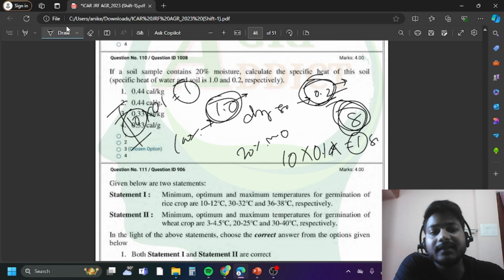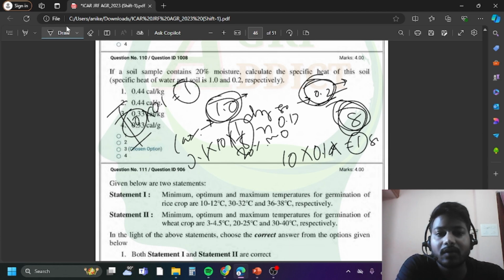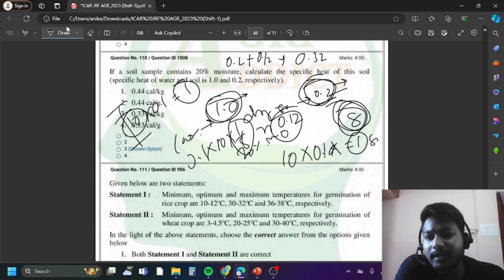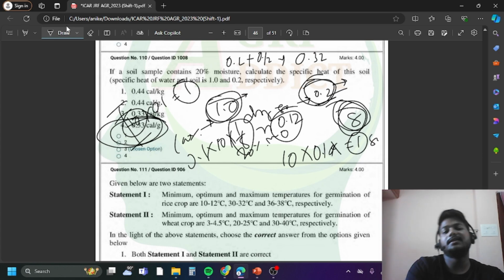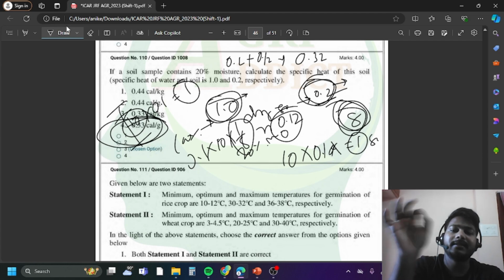Okay, so in the 1/8 part, 20% moisture has come up. That is 0.1 into 10 into 1 by 8, so it will come to around 0.12. Add 0.2 plus 0.12, that is 0.32, so almost 0.33 calorie per gram. So this is the explanation of how to calculate the specific heat of soil when it contains moisture.